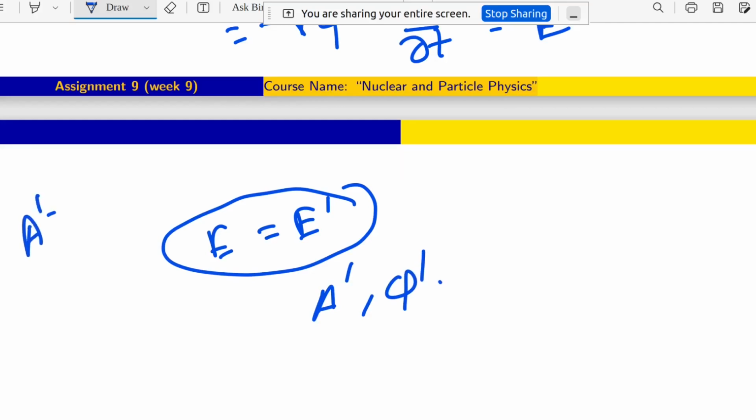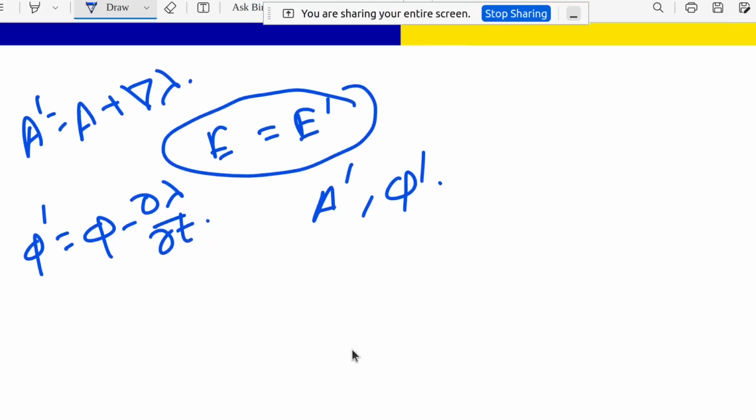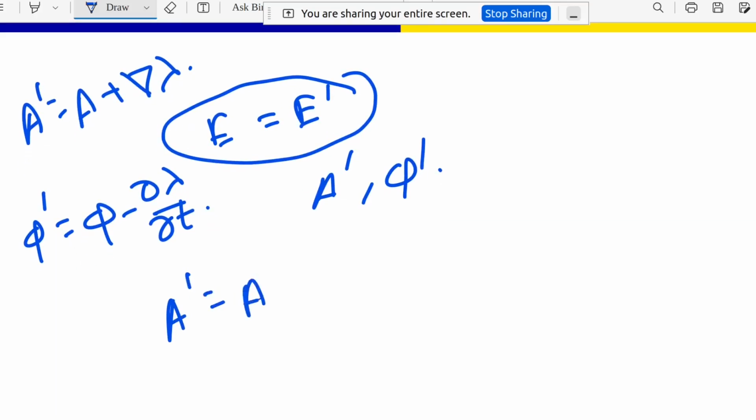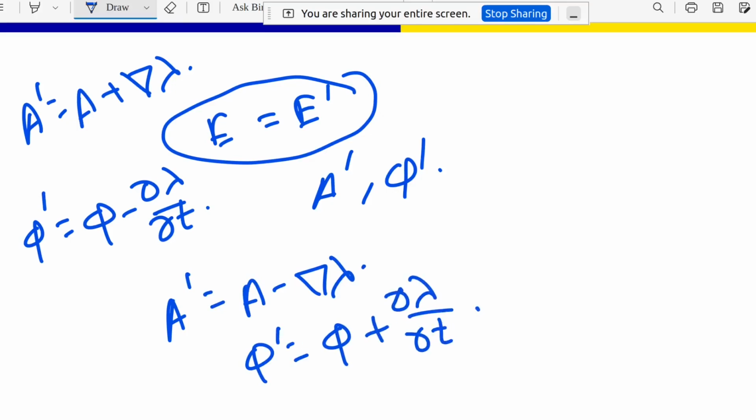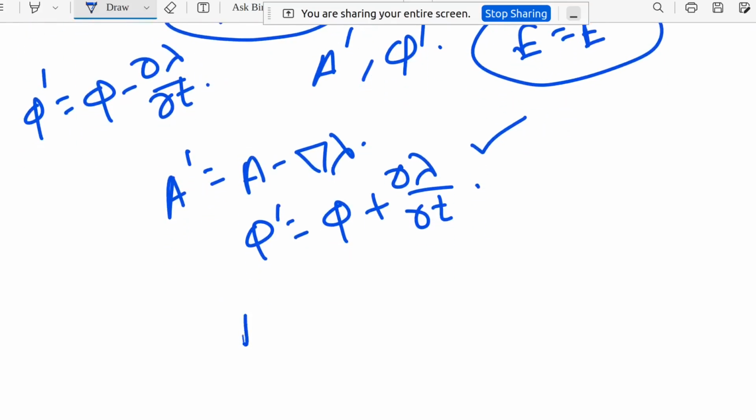A prime will be A plus grad lambda, phi prime will be phi minus del lambda del t. Or if I just write it like this also, A prime is A minus grad lambda and phi prime is phi plus del lambda del t, then you can check by yourself that it also gives the same result, that E is E prime.